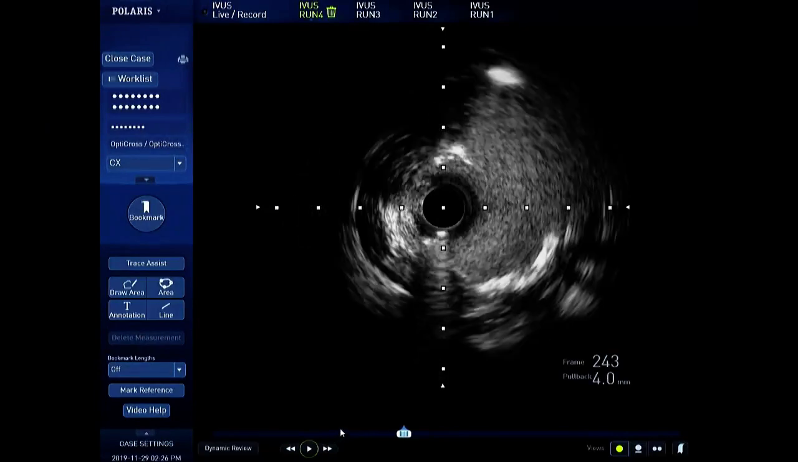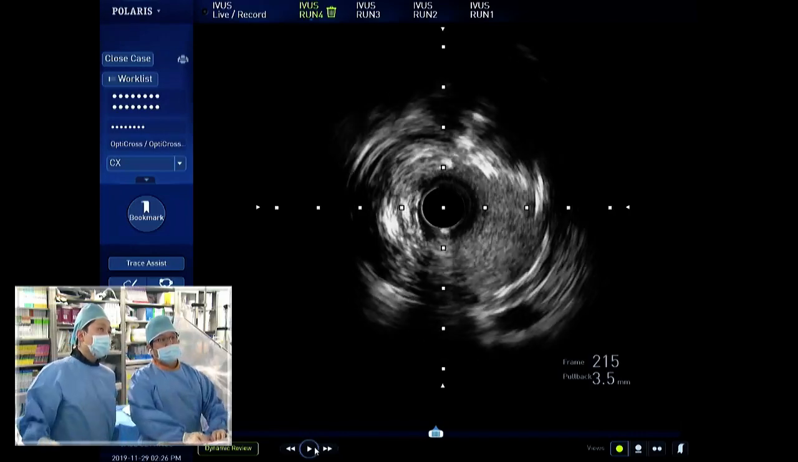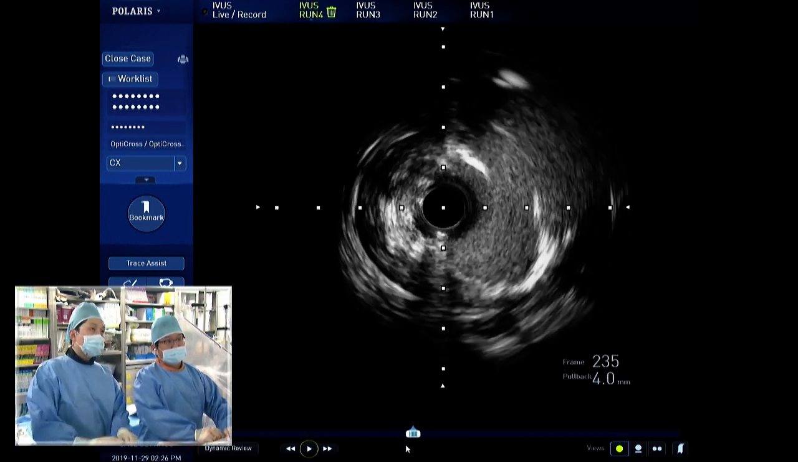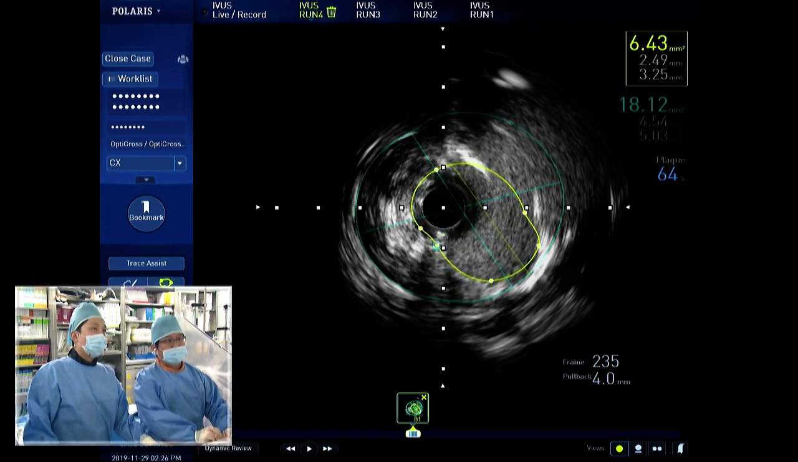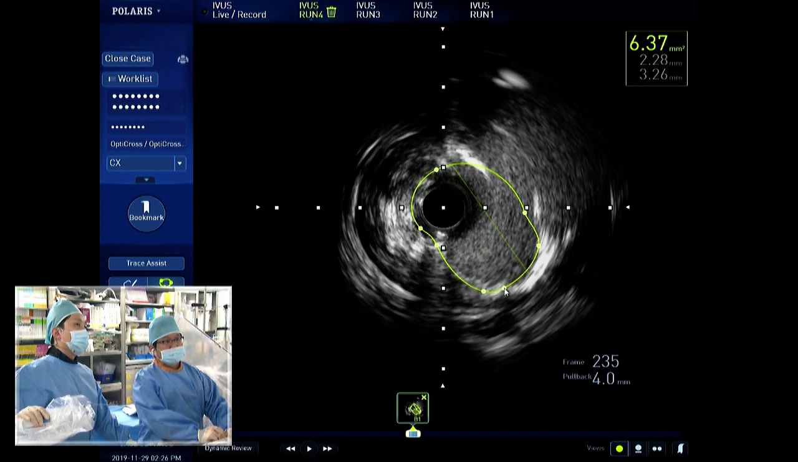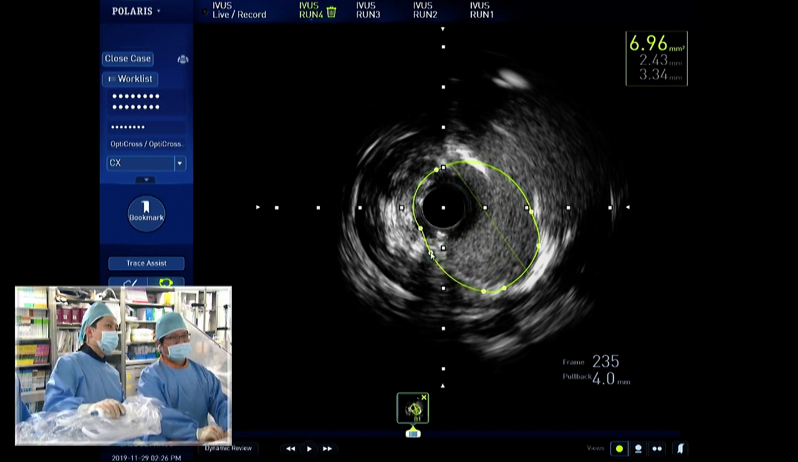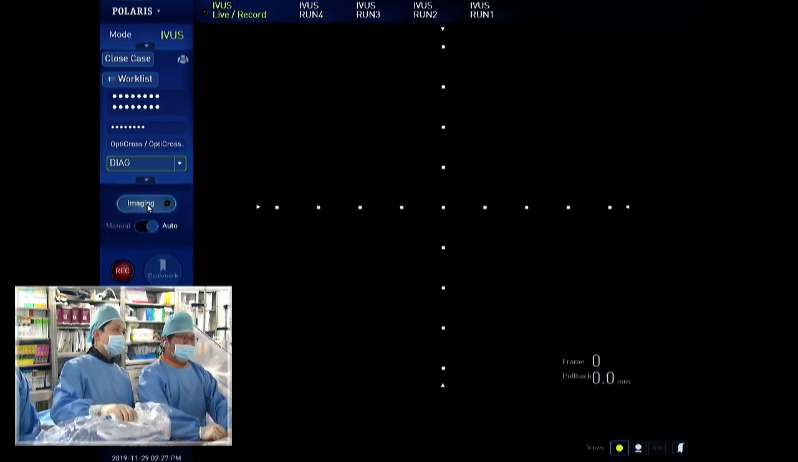Here is the opening. You can see that the left main wire is coming from the 1 o'clock position. Could you please measure the size of the circumflex ostium? Area, maybe 5.56. Right, 6.2. Yes, it's more than 6, and 7. Yeah, I don't believe that one. Maybe 6 is enough.